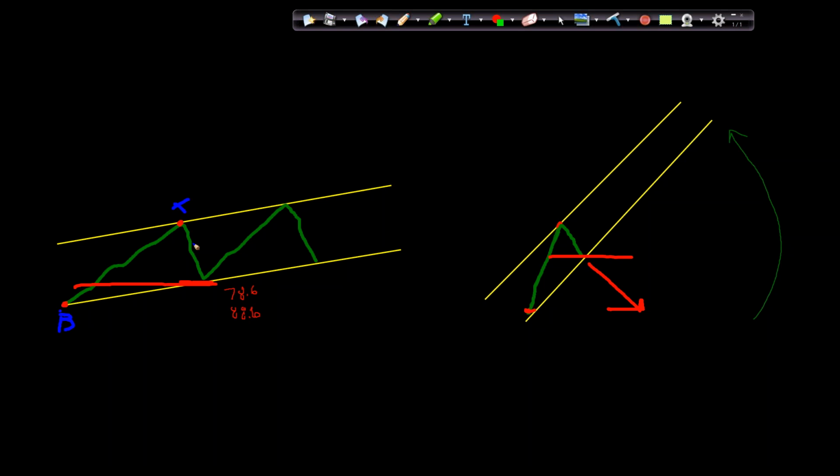Because I don't want to erode those pips in case it's the channel breaker. So I would exit there, and then I could re-enter a trade here. But that's another trade. This trade is gone. So I would make those pips, and then I would make those pips, and so on.